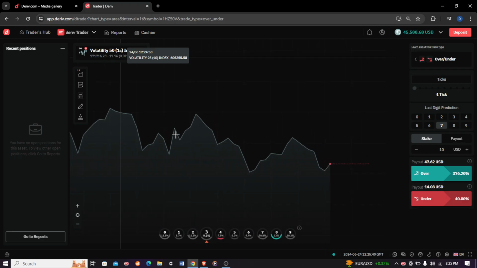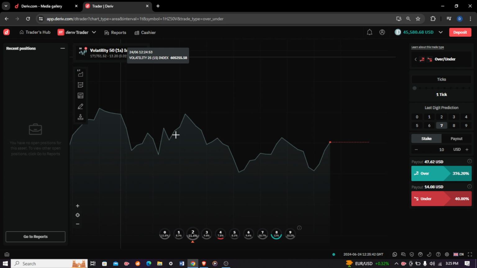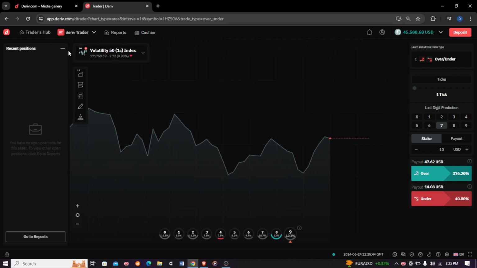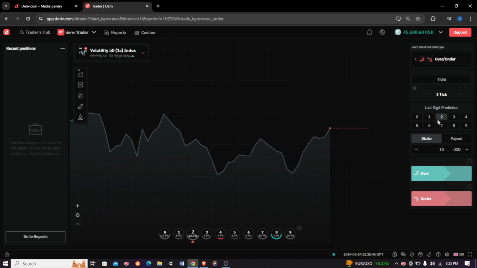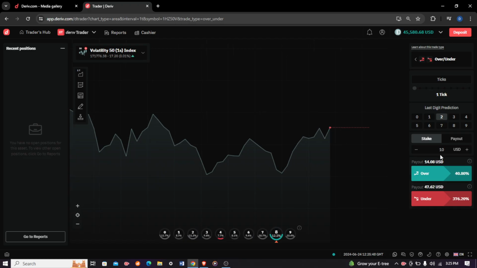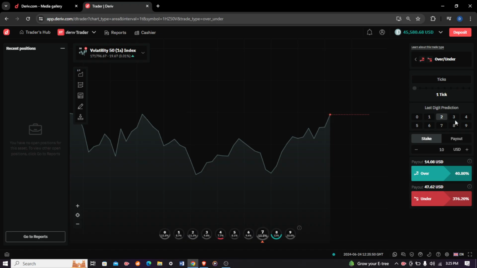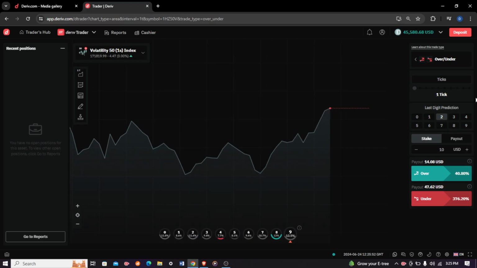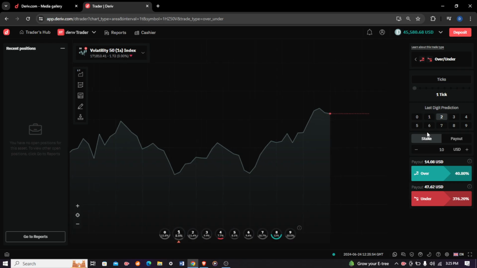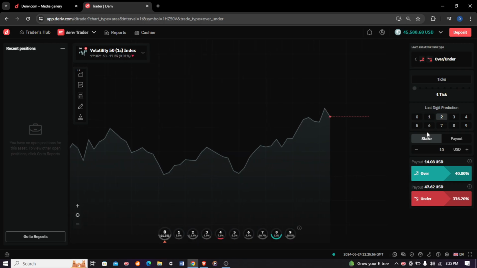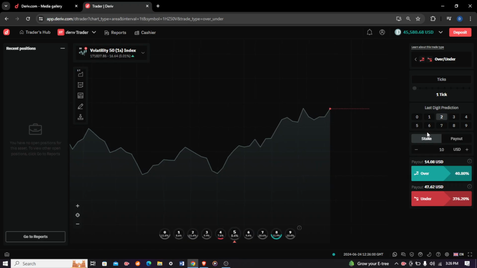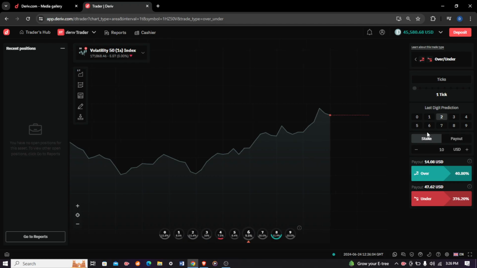So what is this market? Yes, it is an over 2 market. Just come and change. Always remember to change, because you can say it is over 2, but you forgot to change the last prediction and you end up losing your money. So before you place a trade, always put your eyes in the trade type sector. Make sure that it is over under, make sure it is 1 tick, make sure the last prediction is 2 if you're trading over 2, or 7 if you're trading under 7, make sure the stake is set correctly, make sure it is over, and make sure it is under.